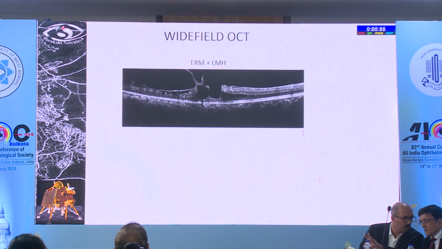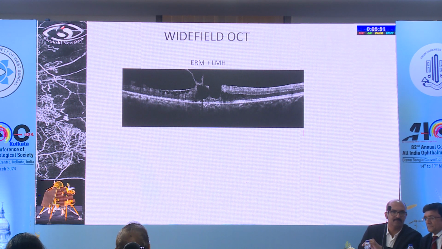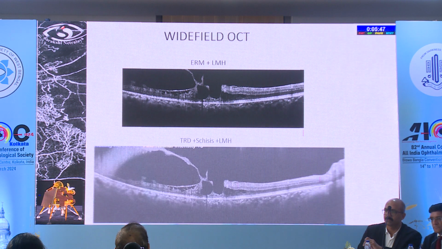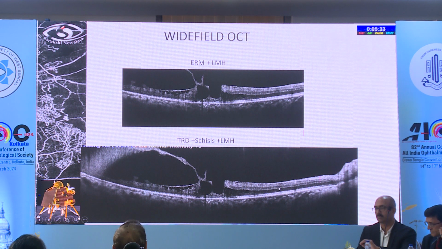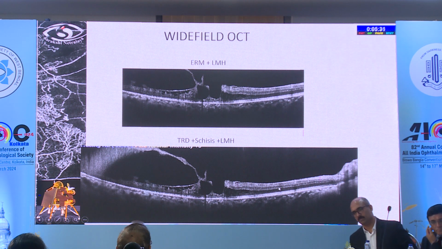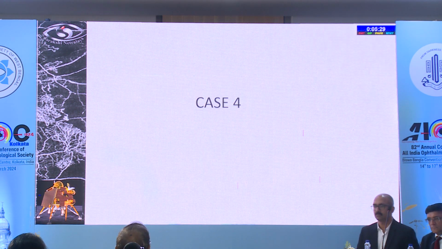Now another case: the patient was diagnosed elsewhere as a case of epiretinal membrane with a lamellar macular hole. Yes, it is true. But now look at the picture. You have a wider perspective, and your diagnosis changes. There is a fibrous tissue which is pulling and leading to traction. So this is tractional retinal detachment associated with schisis and lamellar macular hole. It changed the way we look at this particular disease.